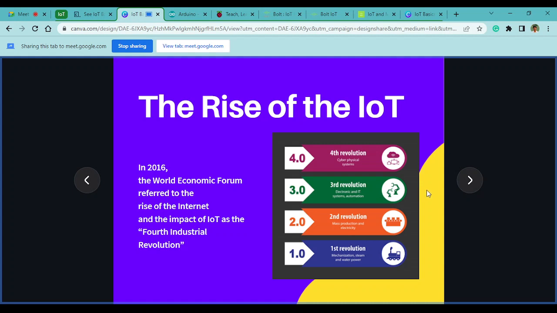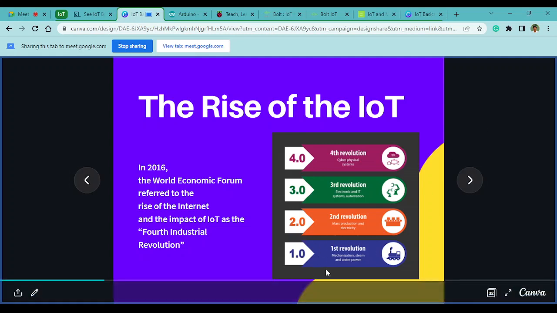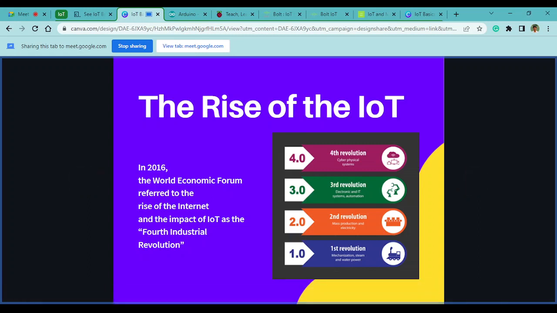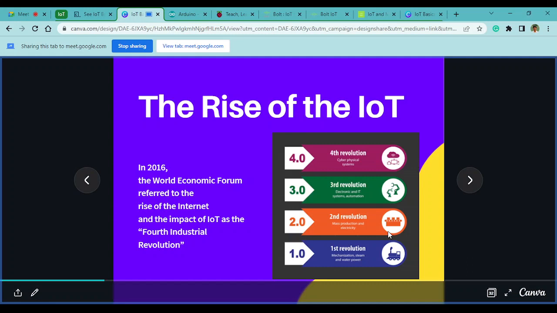And there's also another name for the stage that IoT belongs to, right? According to the World Economic Forum, the rise of internet and the impact of IoT is referred to as the fourth industrial revolution, right? So what is an industrial revolution? It is the automation of each and every stage, right? The first revolution was mechanization. The usage of railways, trains, and anything that was a repetitive human task was replaced by machines, right? So that was industrial revolution 1.0.